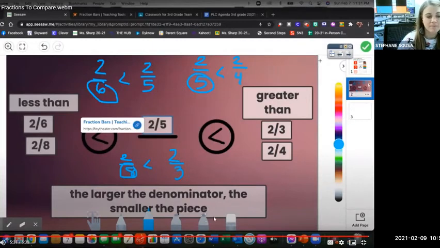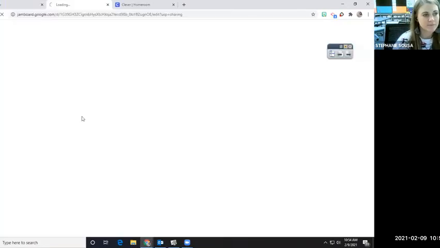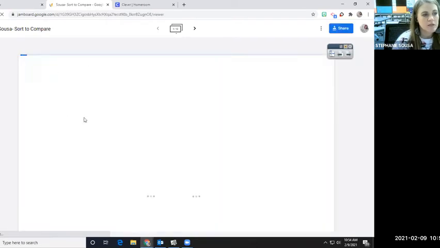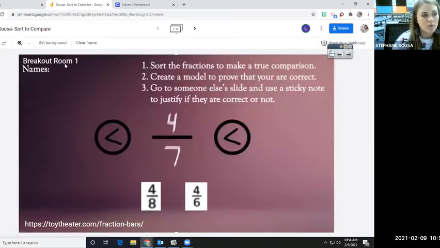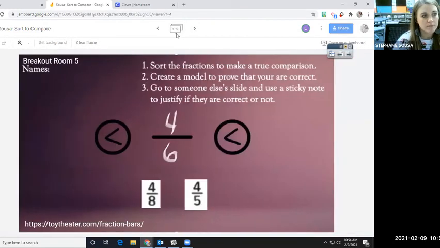Great. Leah. So will our activity be exactly the same as this? Very similar. Yes, very, very similar. Okay. All right, so let's talk about what you are getting ready to do. You are going to go to a Jamboard. When you get to that Jamboard, don't click on it yet because I still have it blocked for you hooligans. It's going to look like this. It says sort to compare. The breakout rooms are right up here, 1, 2, 3, 4, and so on.